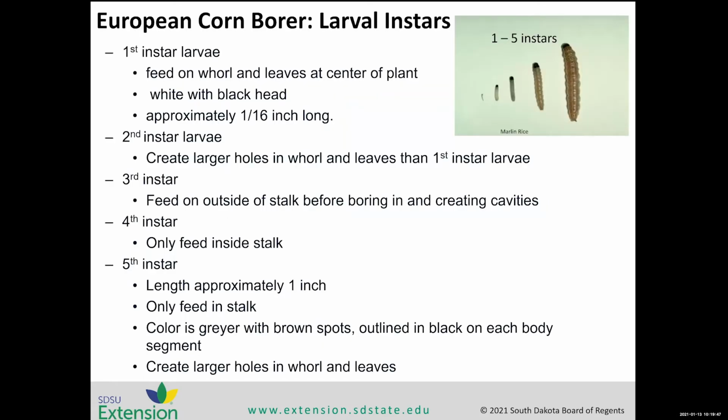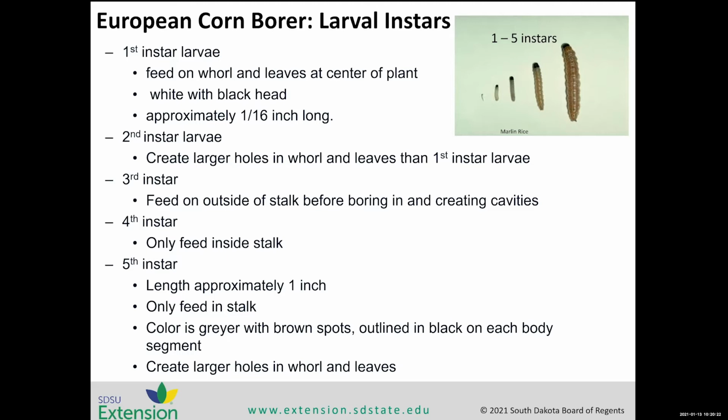With European corn borer, I mentioned the larval instars earlier with some of the beetles. The corn borer is somewhat unique in that the instars all cause damage, but it differs, mainly because their size is different. The first instar larva, that tiny little one on the far left in that picture, will feed on the whorl and leaves at the center of the plant. They'll be almost completely white with a dark head, and they're very tiny, approximately 1/16 of an inch long.